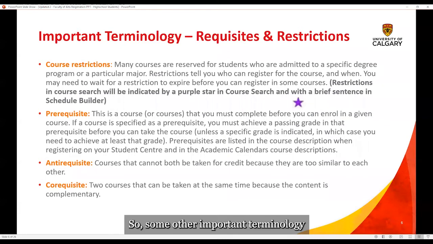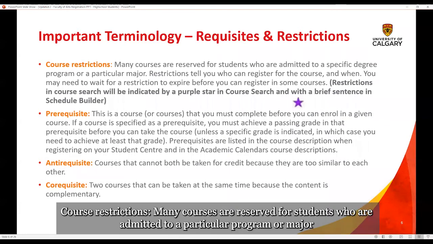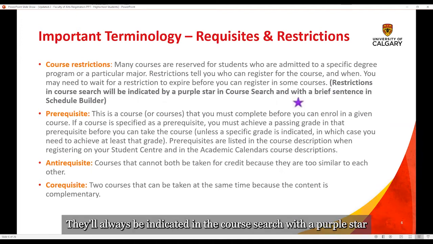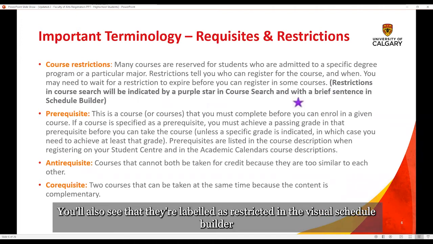So some other important terminology: course restrictions. Many courses are reserved for students who are admitted to a particular program or major. They're basically just saving seats so that those majors can get into courses they need for degree progression. They'll always be indicated in the course search with a purple star. You'll also see that they are labeled as restricted in the visual schedule builder.